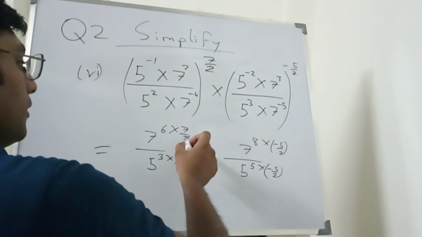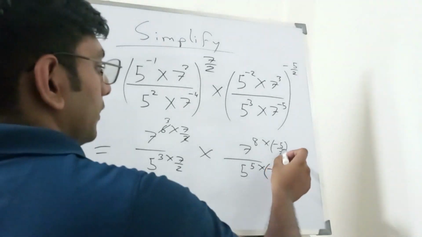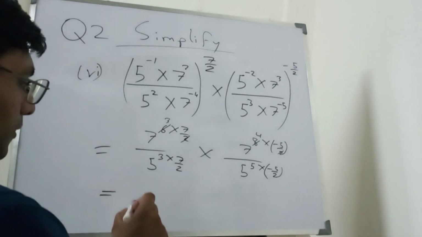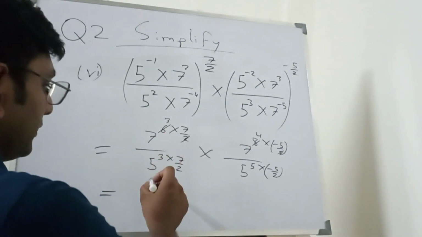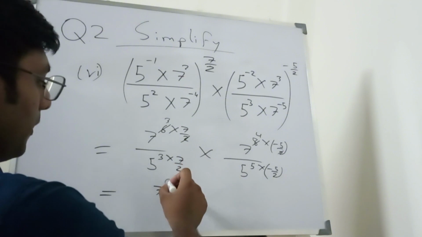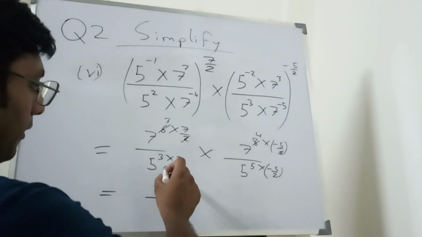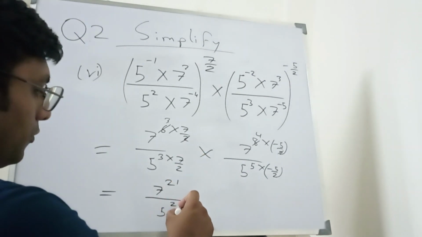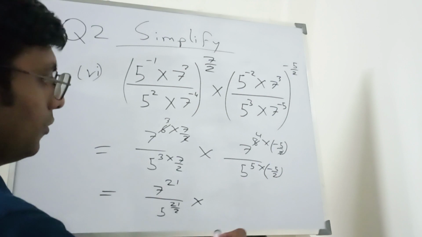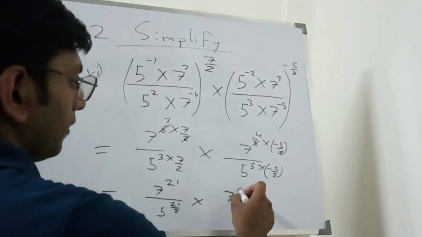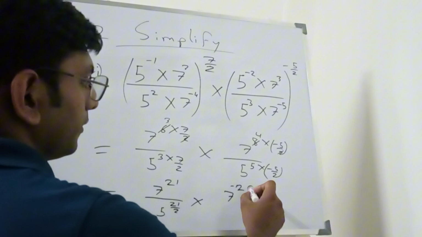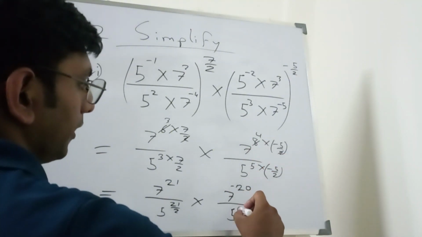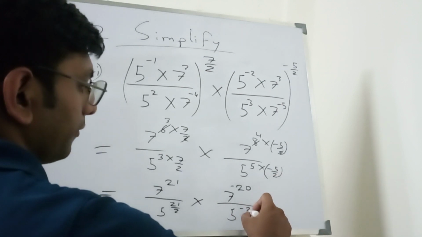So let's reduce it. 2 3 is 6, so over here 2 4 is 8, and then it is not getting any more reduced. So 7 raised to the power 21 divided by 5 raised to the power 21 by 2, into 7 raised to the power minus 20, then 5 raised to the power minus 25 by 2.